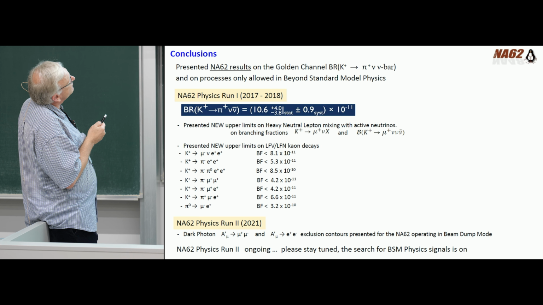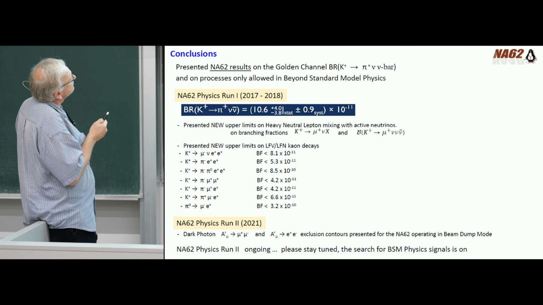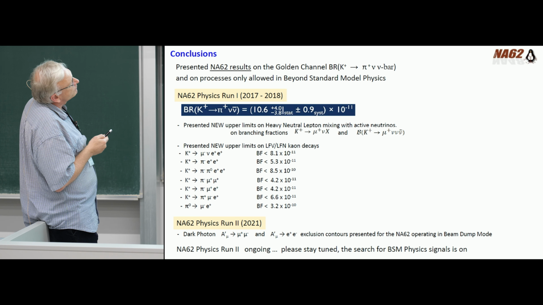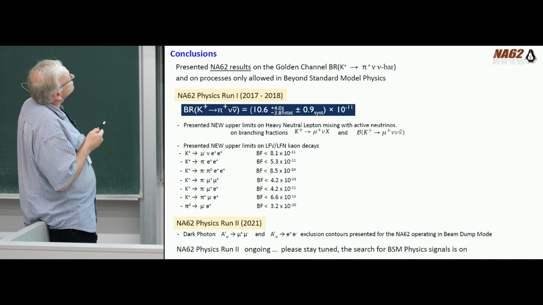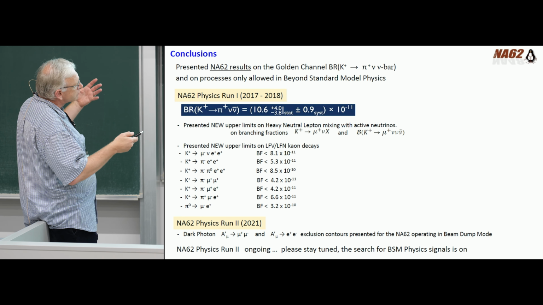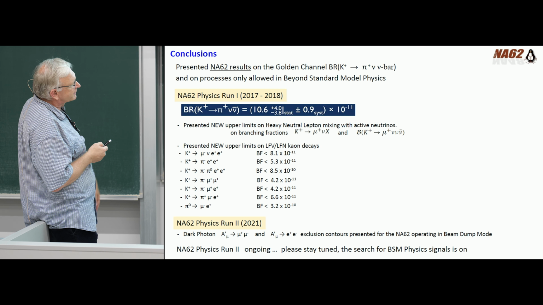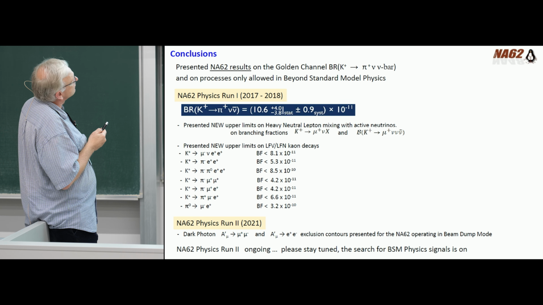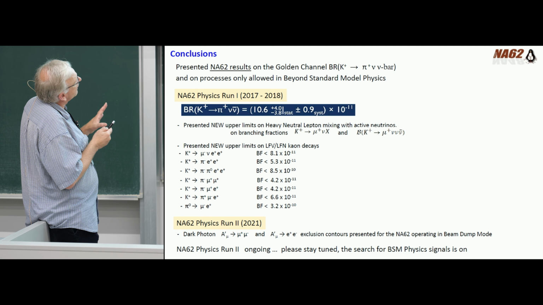However, this is still from the data acquired by the end of 2018, and we now have new data, and there will be a new result, and we'll continue running until 2025. We hope to get close to 50 events, and correspondingly this error should go down by a factor of 2. We also work hard to make the systematic error as small as possible.